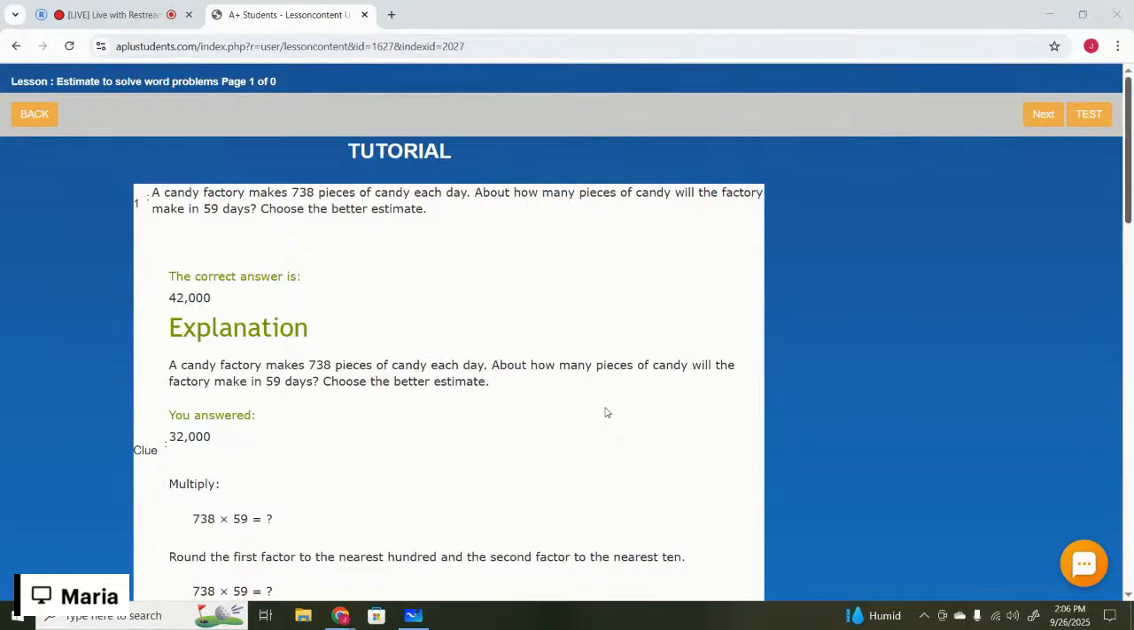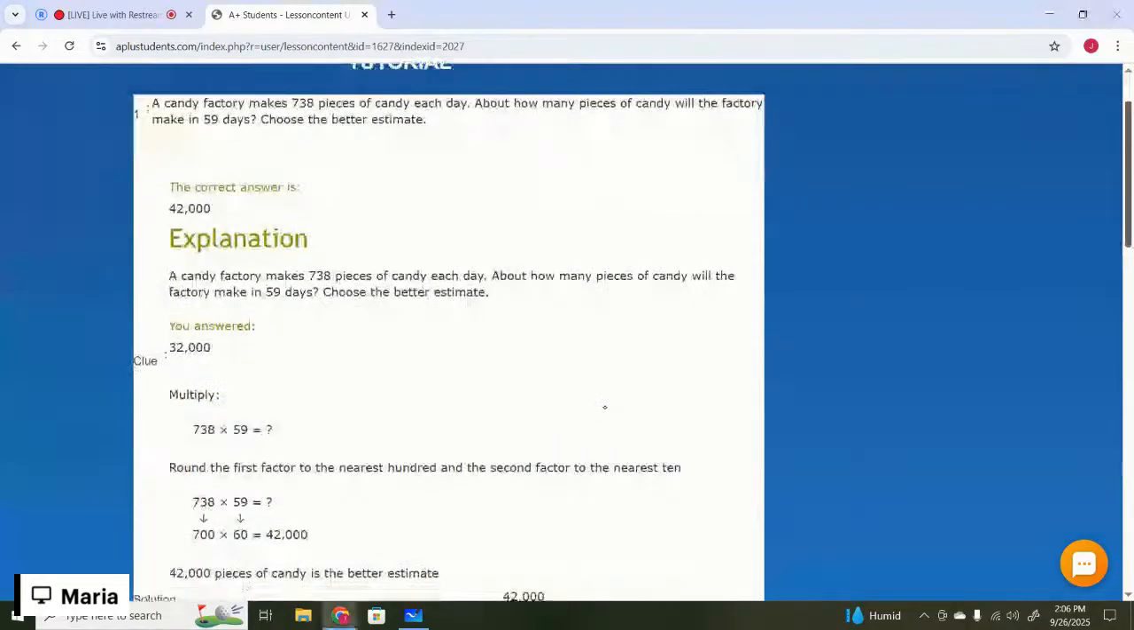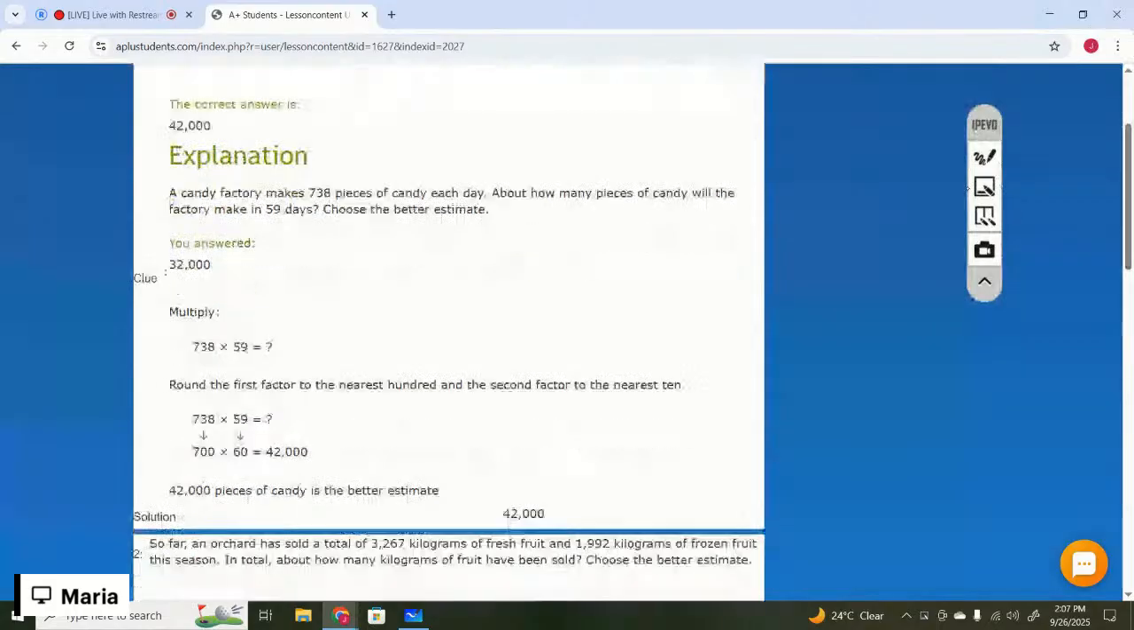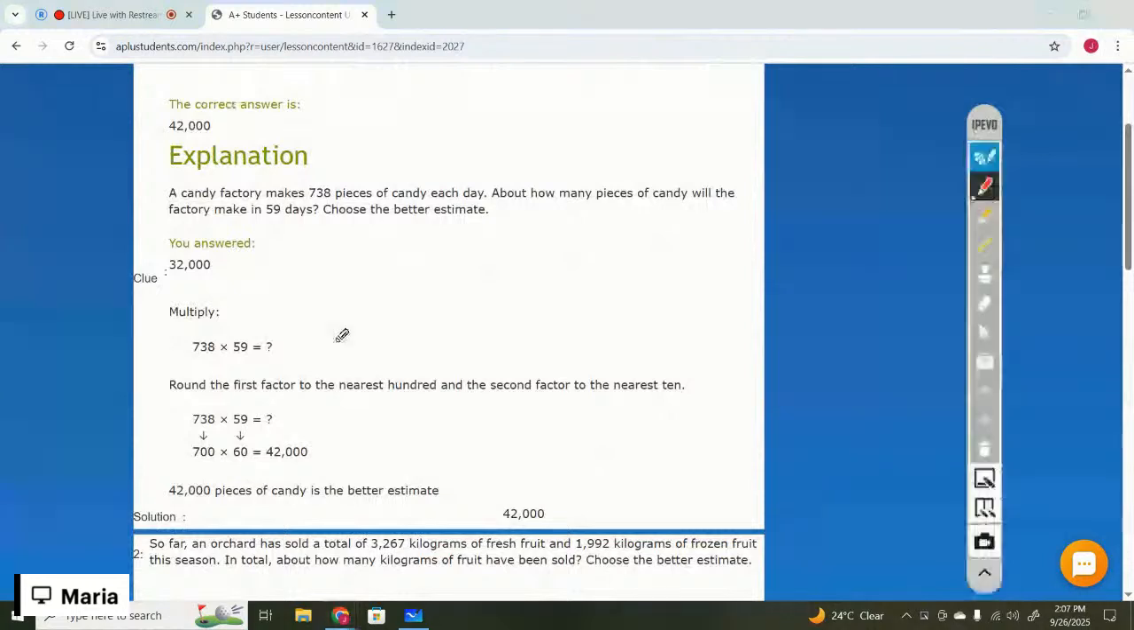A candy factory makes 738 pieces of candy each day. About how many pieces of candy will the factory make in 59 days? Choose the better estimate. So we need to estimate the answer, right? So we need to round off the first factor to the nearest 100 and the second factor to the nearest 10. The first factor is 738.